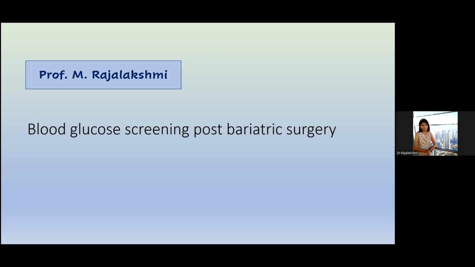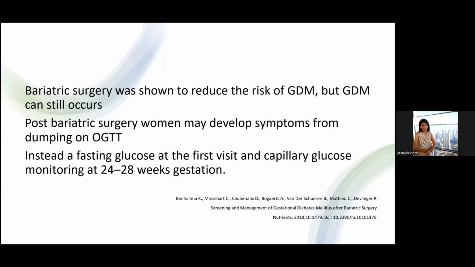In those patients who have undergone post-bariatric surgery, we recommend FBS and PPBS, home glucose monitoring for about 1 week, ma'am. Because if we give a 75-gram OGCT to such patients, they may develop dumping syndrome, which is characterized by abdominal cramping, bloating, nausea, and vomiting. So we recommend regular CBG monitoring from 14 to 16 weeks onwards.